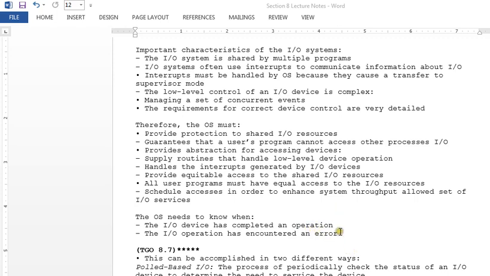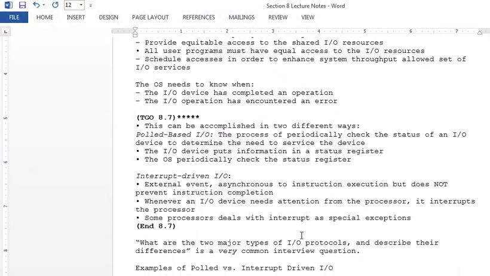And so to accomplish all of this, we're going to differentiate. Okay, so this is where we'll end lecture for today. Polled and interrupt-driven I/O. So your homework is going to be 7.28 through 8.7. Stars mean important, right?